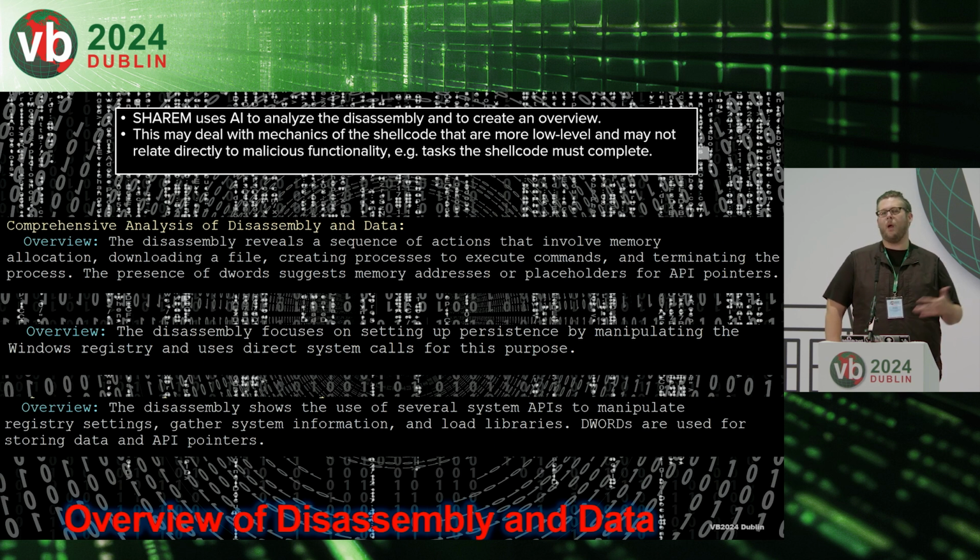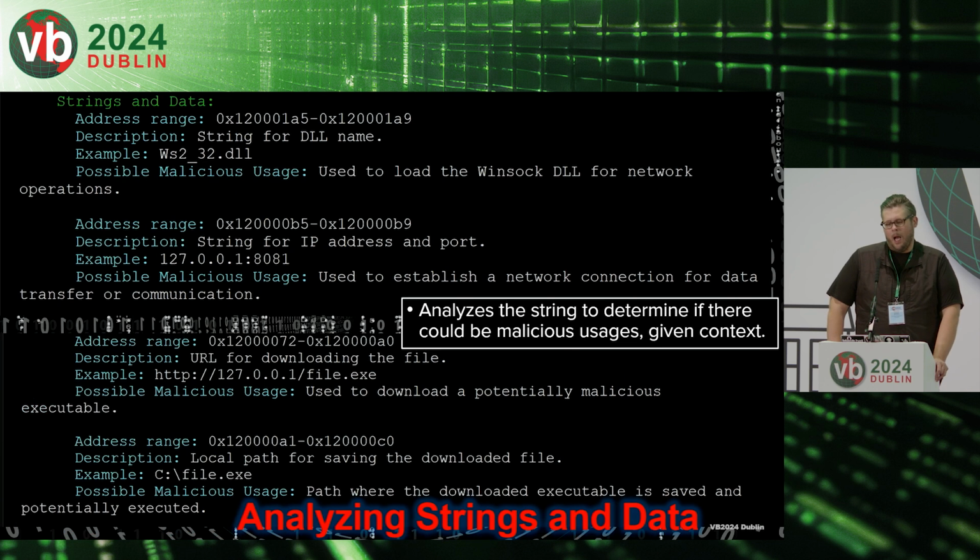It's just simply trying to resolve an API runtime address. Shellcodes typically put a lot of work into doing something like that. This is something rather unique. I haven't seen this anywhere else. I think it'd be very impactful, potentially, this usage of AI. So we have strings and data, and so we can have the actual string itself, which is the example, and then the description, for instance, string for DLL name, and then you have the possible malicious usage. And so for each and every string, it gives us some insights into how this could be used maliciously.